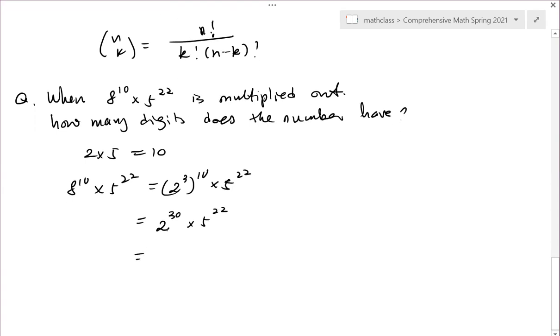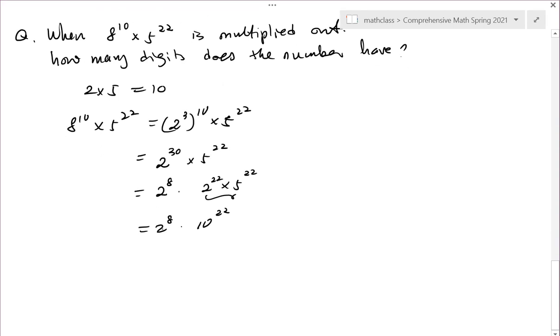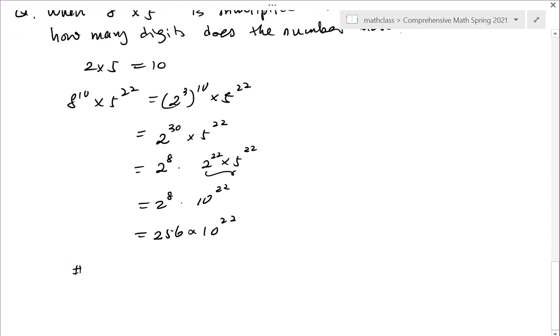So let's try to find the 10 first, right? So 2 to the 8th power and 2 to the 22 times 5 to the 22. Okay, so you combine them and you get 10 to the 22. Okay. So 2 to the 8th power, you can easily compute, which is going to be 256. Now you can tell how many digits. The number of digits is going to be, first of all, you get 3, then you add the 22 zeros, so total is 25.